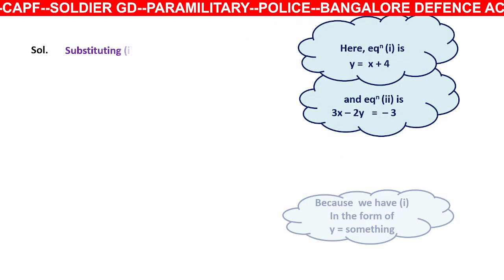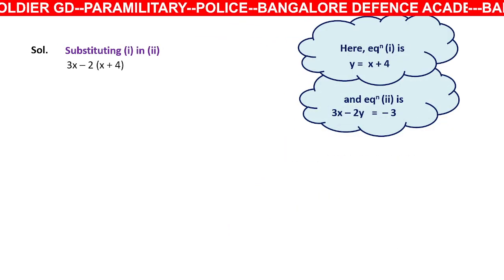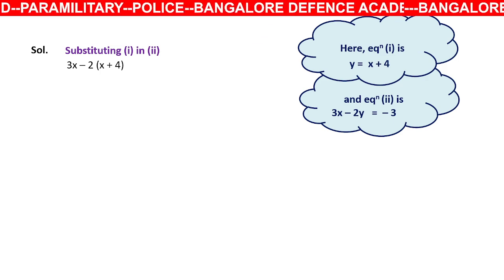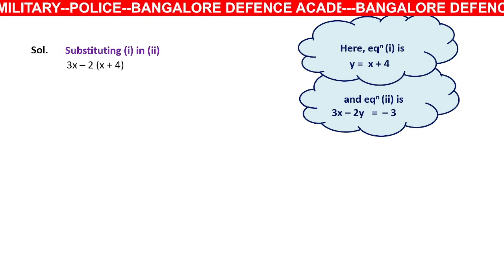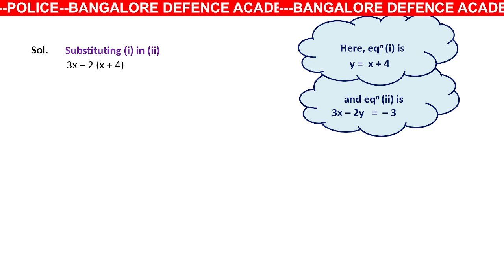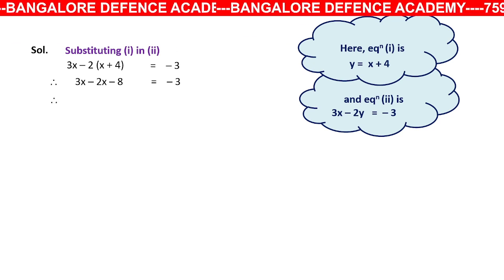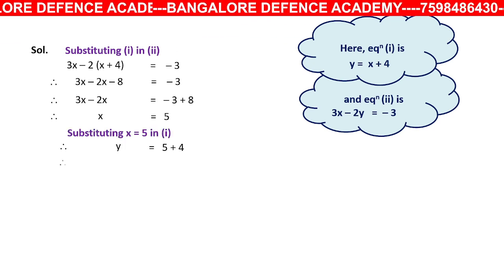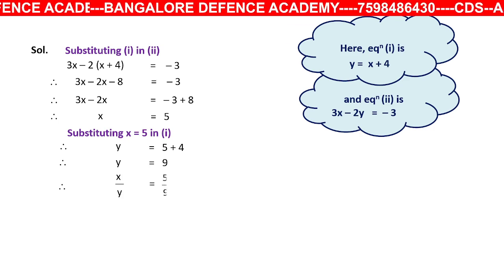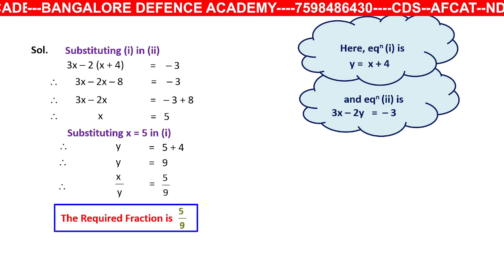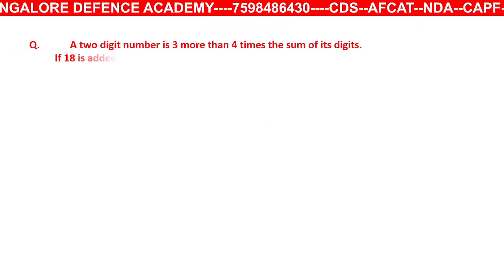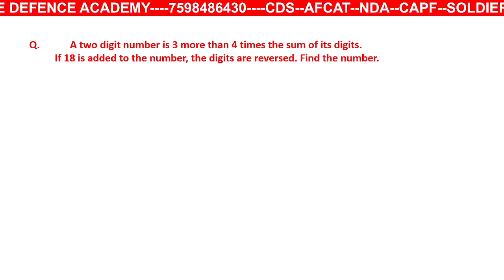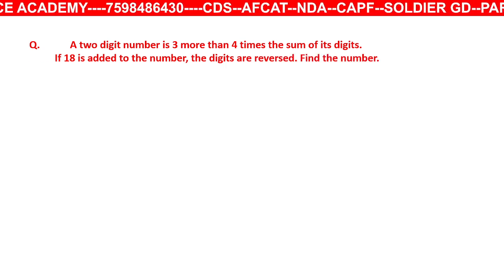So finally, you can do it with different methods. It is not necessary that I use the method I am trying here. You can do it by elimination method or substitution method, whichever method you find easy. So here the y value will be 9 and x value will be 5. So the answer is 5 by 9. So in this way, we'll proceed. Next question.